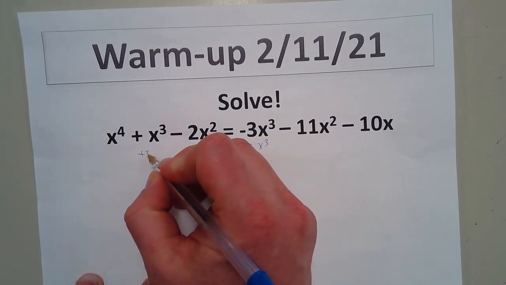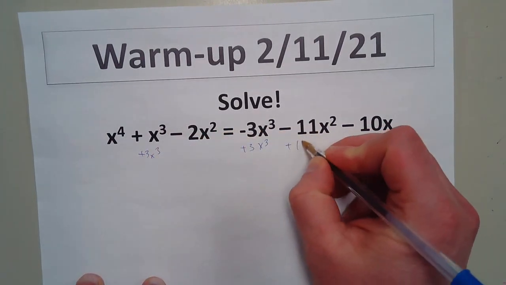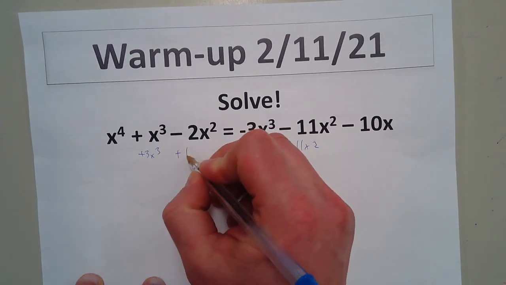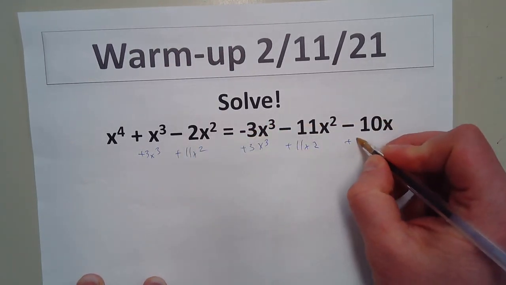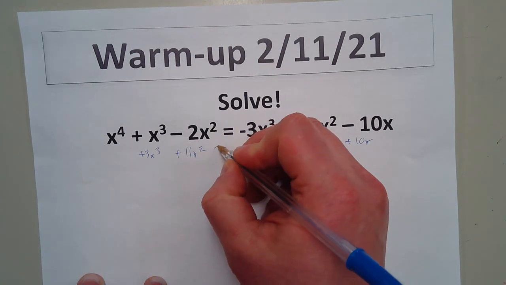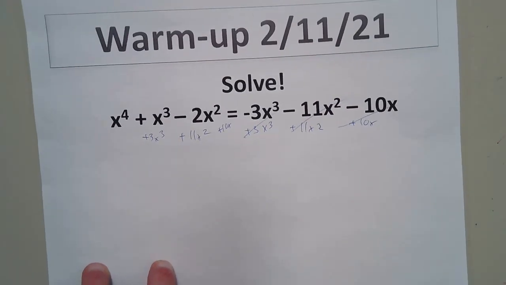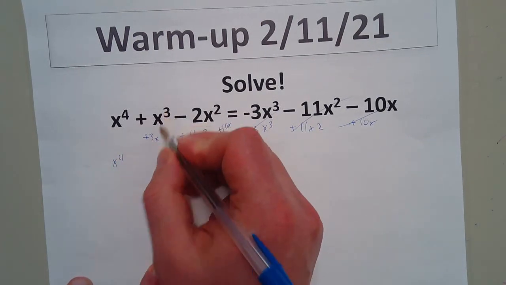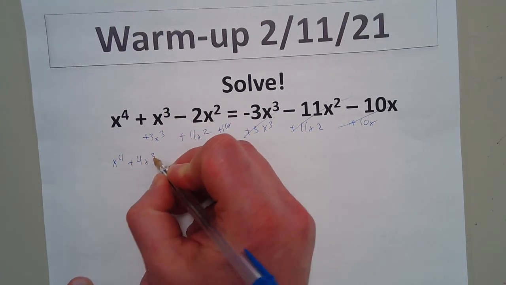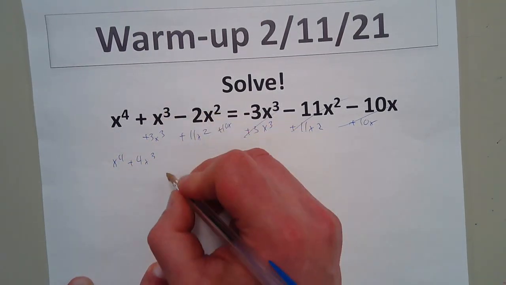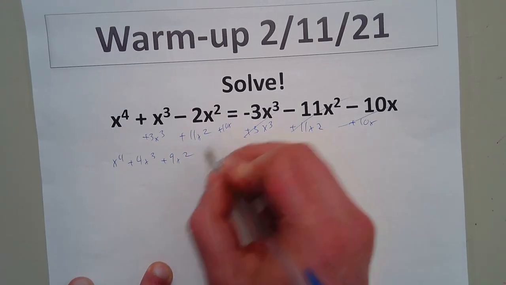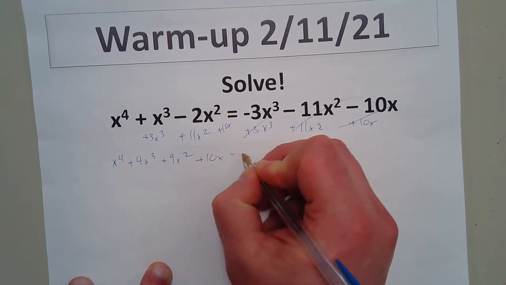So I'm going to add this 3x to the third. I'm going to add this 11x squared. And I'm going to add this 10x. Okay, so that one doesn't have any like term, but we'll just put it in there. So now I'll have nothing on this side. So what do we have? We have x to the fourth plus 4x to the third plus 9x squared plus 10x equal to 0.